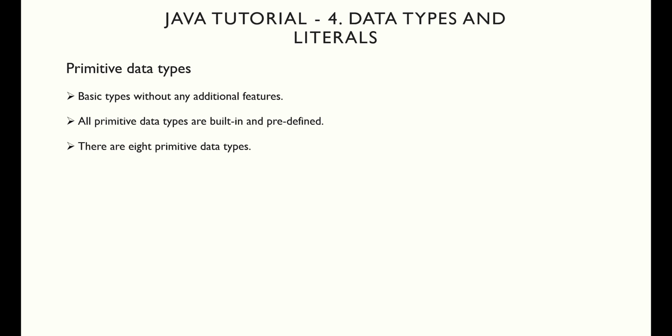There are 8 primitive data types: boolean, byte, char, int, short, long, float, and double. As you can see, all primitive data types are in lowercase letters. All are keywords in Java and cannot be used as identifiers. Local variables of primitive data types are stored in stack memory.